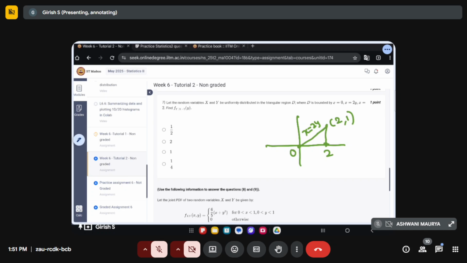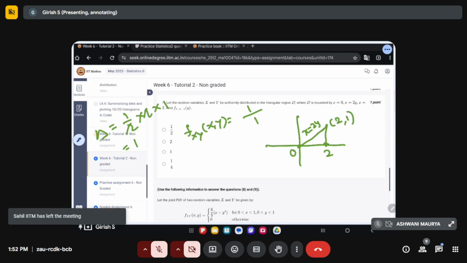So, we will just calculate fxy of x, y first. That is nothing but 1 by d, so 1 by area. What is your delta for this question? Half into base into height, which is nothing but 1. So this is your 1 by d here.